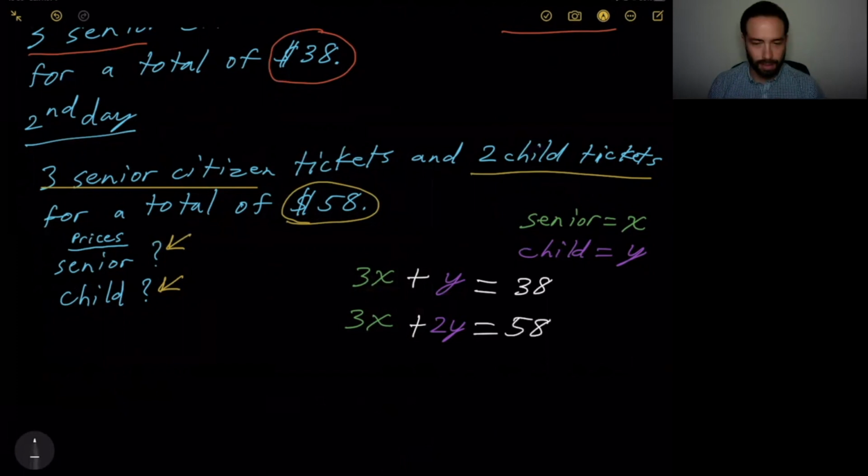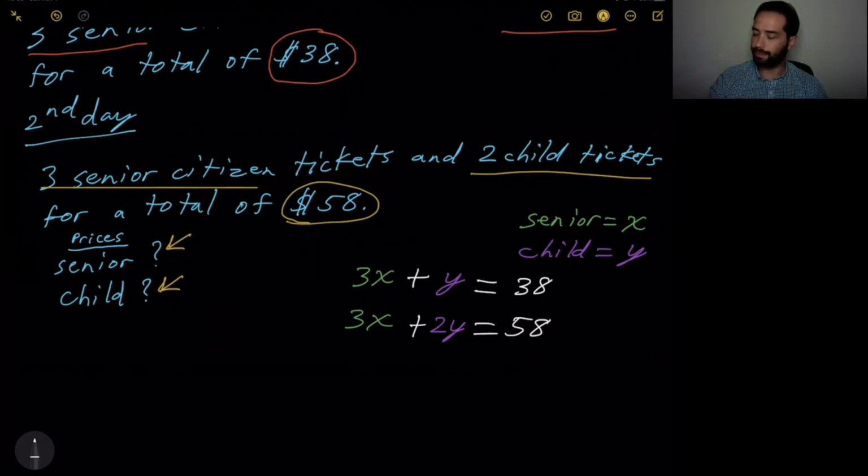Okay, so now we ask ourselves that pivotal question. If I add these 2 equations together, will anything cancel? Well, let's see, 3x plus 3x, that's 6x. Nope. y plus 2y, that's 3y. Nope, nothing canceled. Okay, if I subtract these two equations, will anything cancel? Well, let's see. 3x minus 3x, that's 0. So yes, it will. Let's do it.